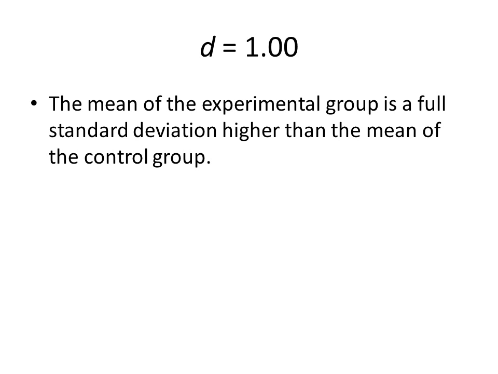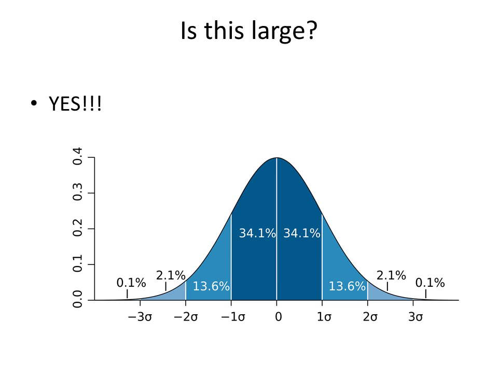So what we're saying is that the Cohen's d equals 1 based on these previous numbers. So what we are also saying is that the mean of the experimental group is a full standard deviation higher than the mean of the control group. Now, is this large? Yes, it is actually quite large.